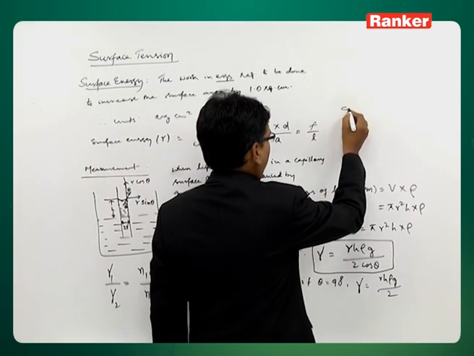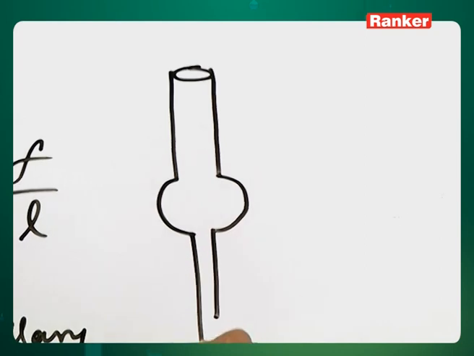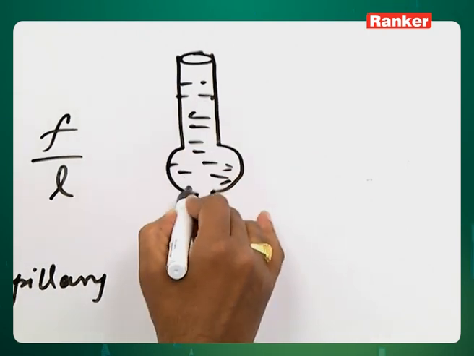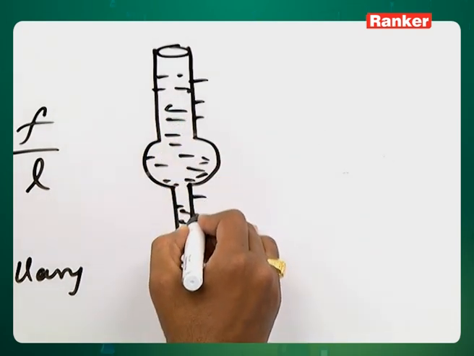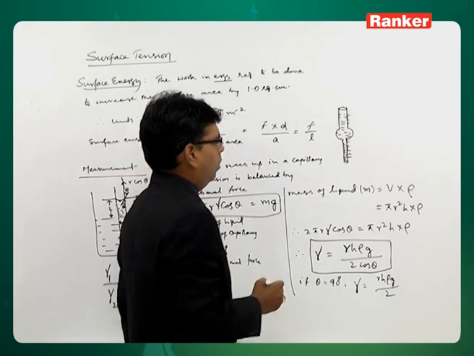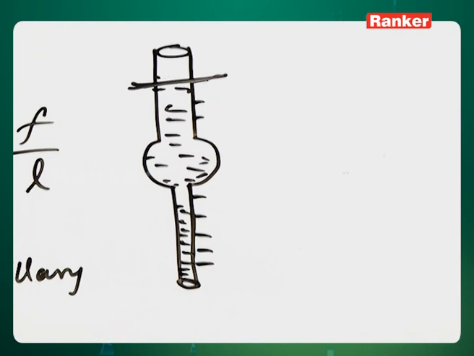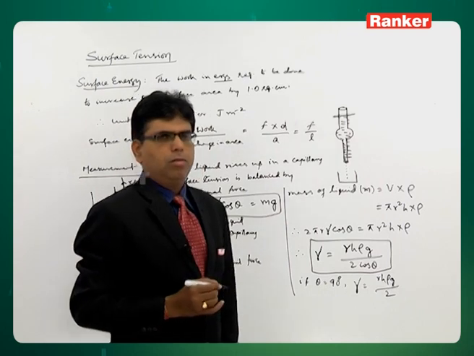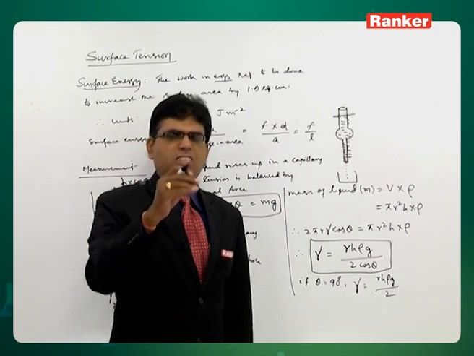The stalagmometer is nothing but a tube in which the liquid is taken. First, water is filled in this. Then, here of course you will have a graduated scale. Up to a certain marked level, a fixed volume of liquid is taken in the tube. Then the number of drops that fall, or the number of drops collected in unit time, will be noted. First it is done with water.